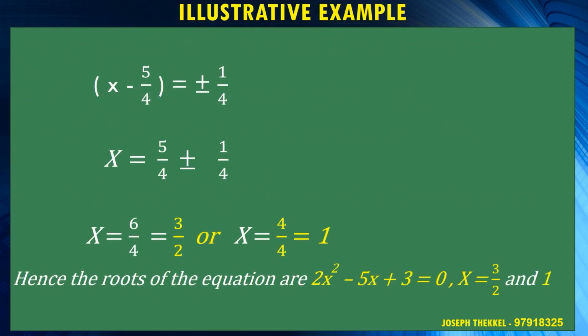x minus 5 by 4 equal to plus or minus 1 by 4. x equal to 5 by 4 plus or minus 1 by 4. x equal to 6 by 4 equal to 3 by 2, or x equal to 4 by 4 equal to 1. Hence, the roots of the equation are x equal to 3 by 2 and 1.